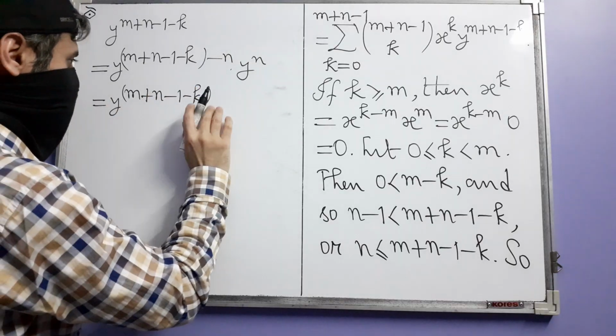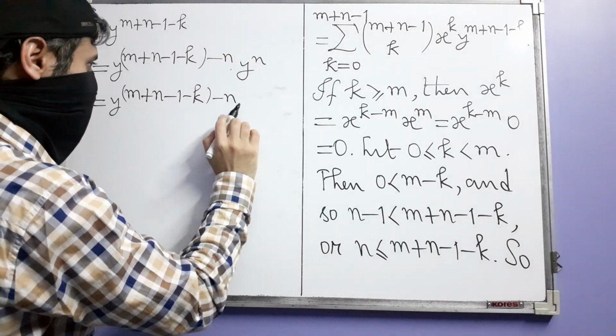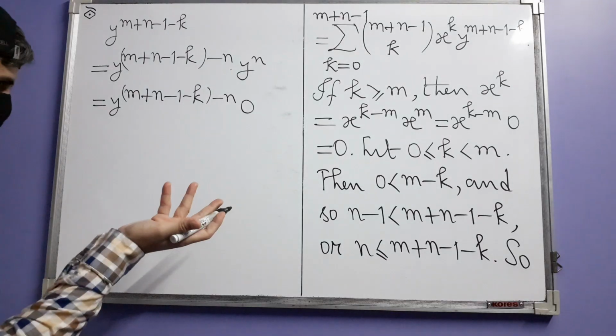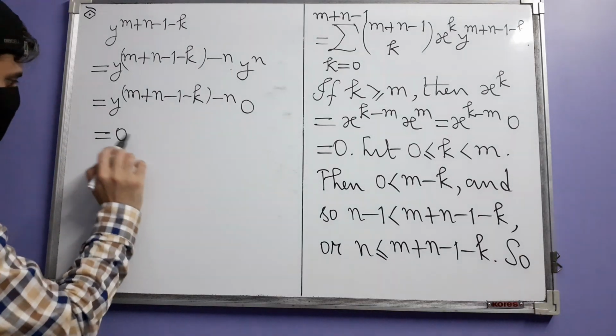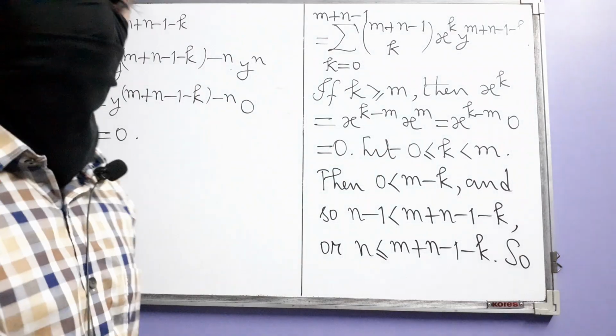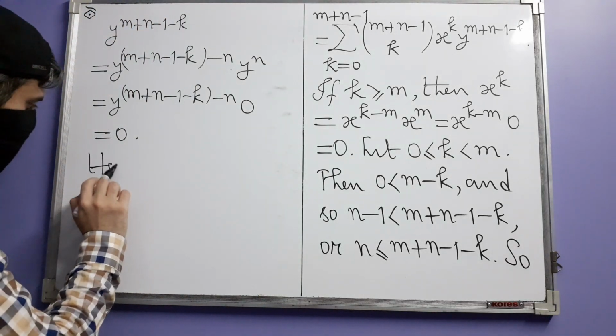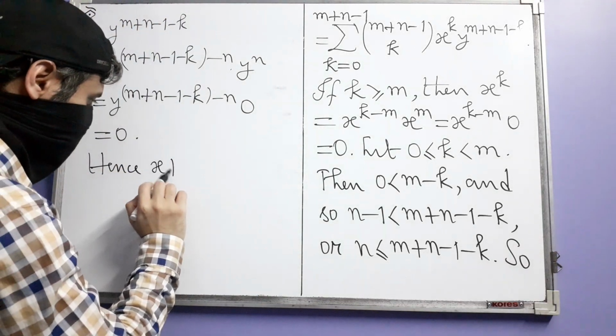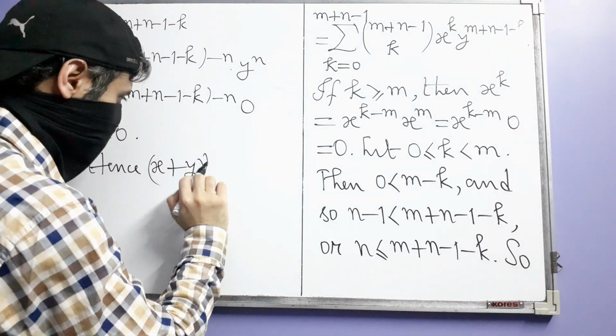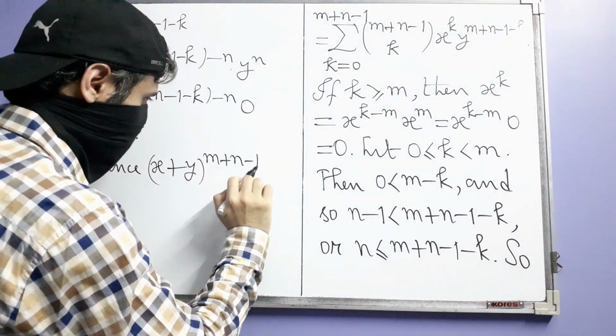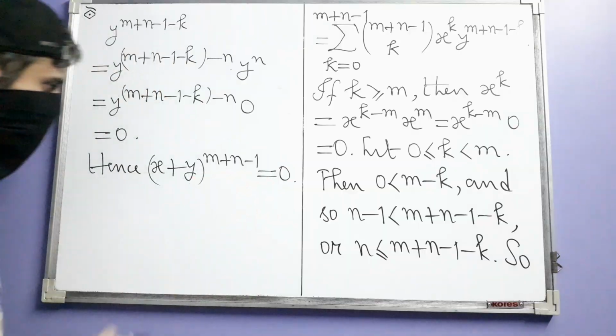Or minus n we have to write. 0, because y to the power n is 0. So this is 0. So the remaining terms also vanish. Everything vanishes. Hence, this is equal to 0.